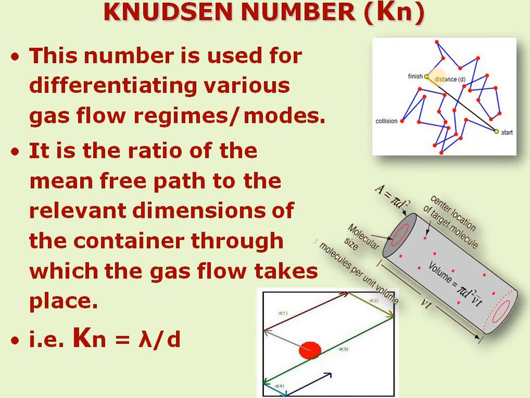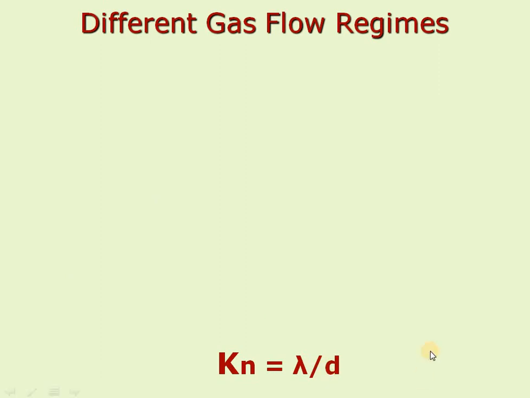So, very simply, the Knudsen number is defined as the ratio of the mean free path of gas molecules in a chamber to the dimension of the chamber, whether height, length or breadth. For pipes, the diameter of the pipe will be the dimension. For a cubic chamber, the height, length or breadth may be the dimension. This is very important in classifying the different types of gas flow happening in a vacuum system. So, using the concept of the Knudsen number, we can define gas flow regimes.